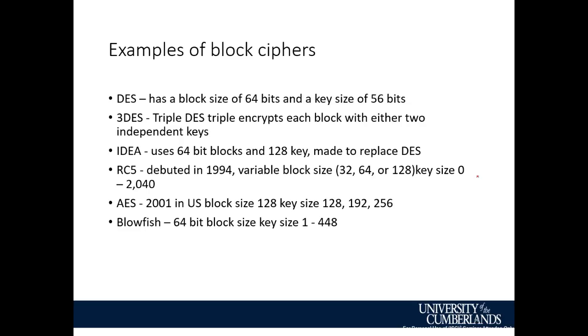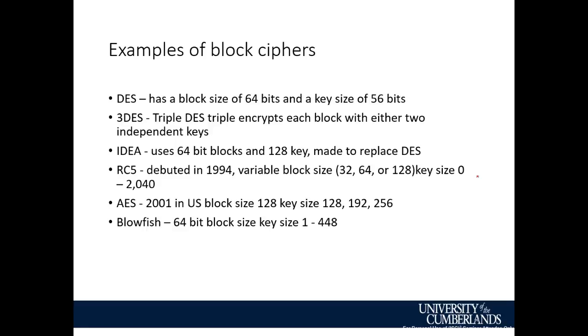Some examples of block ciphering are DES, which has a block size of 64 bits and a key size of 56. 3DES is triple that, and it has two independent keys. IDEA uses 64-bit blocks and 128-bit keys, so it kind of replaces the DES. RC5 debuted in 1994, with variable block sizes, which is kind of a nice thing. It allows you to break it up.